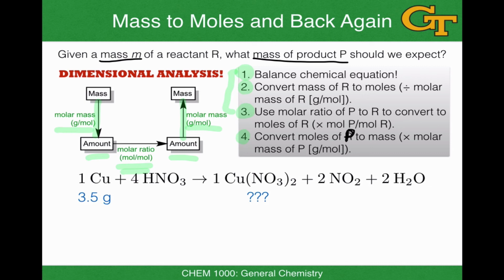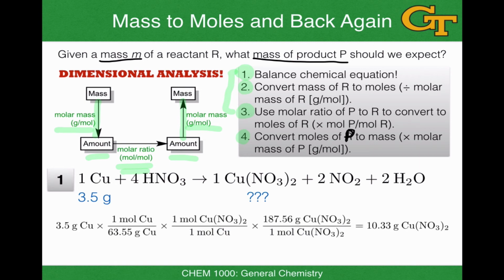Imagine we started with 3.5 grams of copper, and we were wondering what mass of copper nitrate we should expect from complete reaction of all the 3.5 grams of copper. Well, the first step is to get the balanced chemical equation, and we've already done that, so that's in the bank. In the next series of steps, we set up what is a glorified dimensional analysis calculation. 3.5 grams of copper converted to moles, first of all. That's what's happening right here with the first factor.